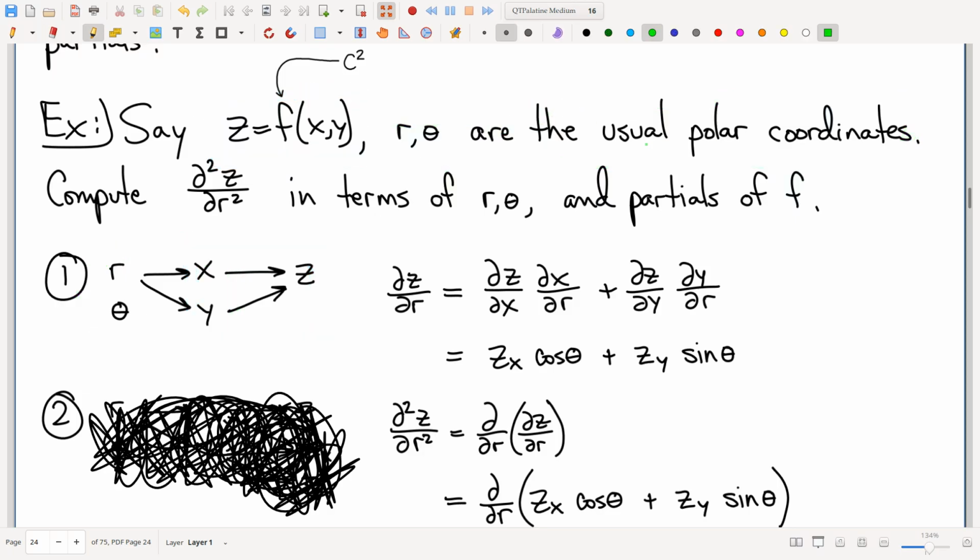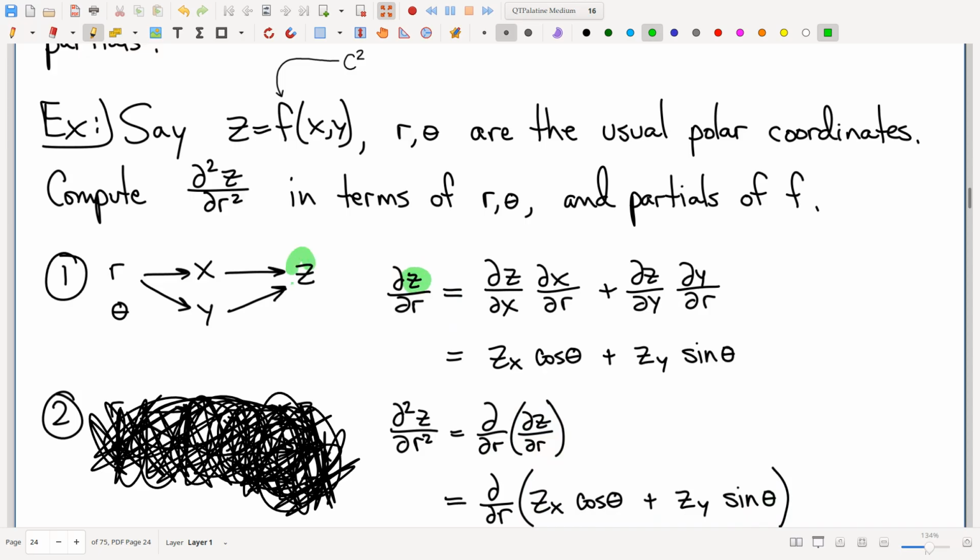Okay, the question is to compute now the second partial of z with respect to r. The way I'm going to do that is pretty straightforward, really. I'm going to compute the first partial. We'll talk about those details in a moment. And then I'm going to take another r partial of that r partial. So we're literally going to take an r partial, and then we're going to take another r partial.